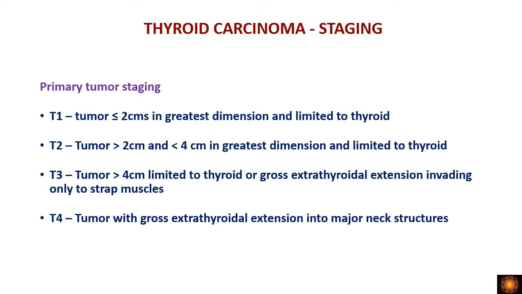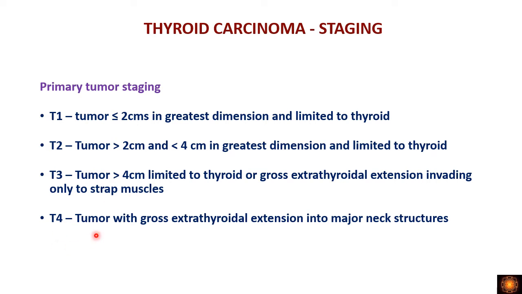Now, when we see the staging of the tumor, T1 is when the size is less than 2 centimeters in the greatest dimension and it is limited to the thyroid. T2 is if the size is more than 2 centimeters, less than 4 centimeters in the greatest dimension and limited to thyroid. T3 is more than 4 centimeters, limited to thyroid, or gross extrathyroidal extension, which is invading only the strap muscles, not the major neck structures but only the strap muscles.